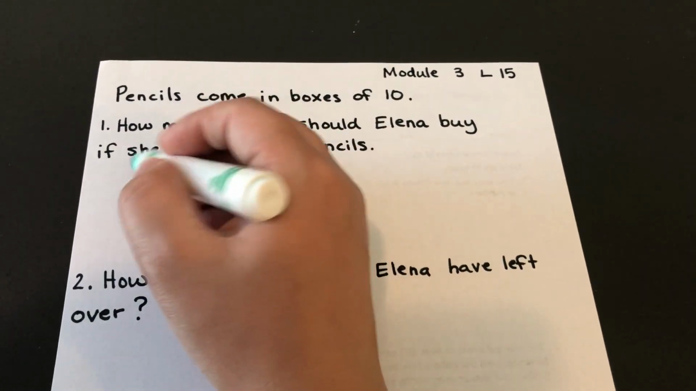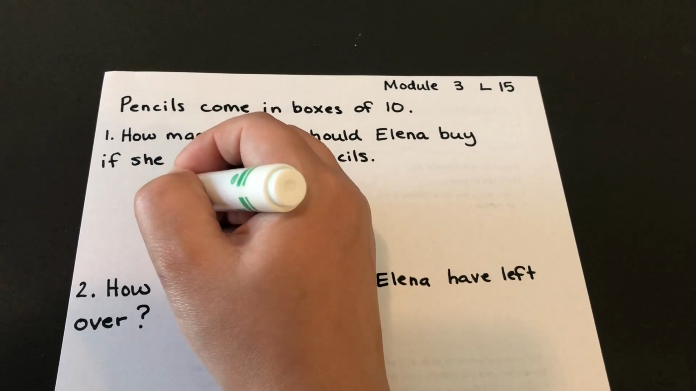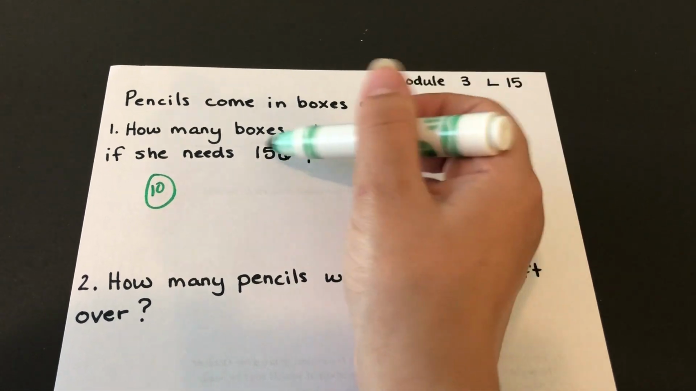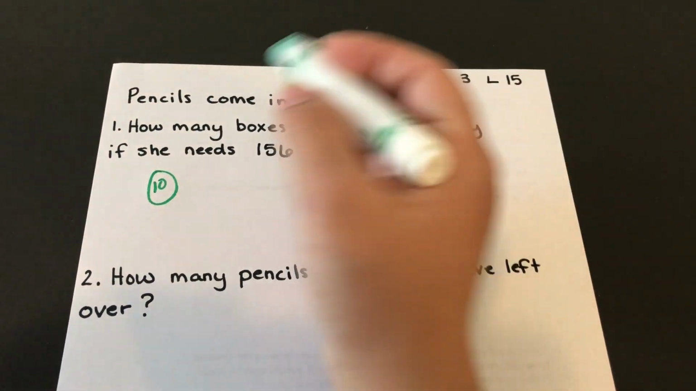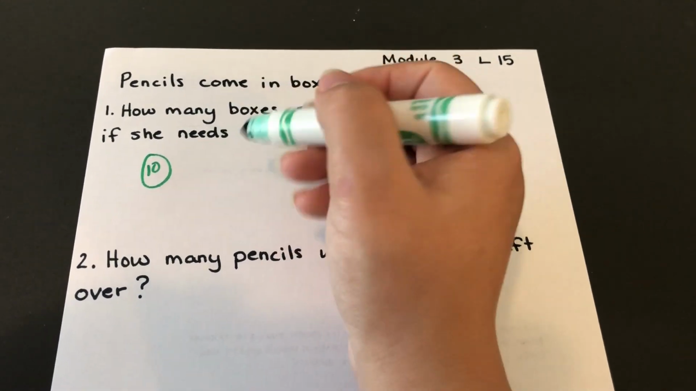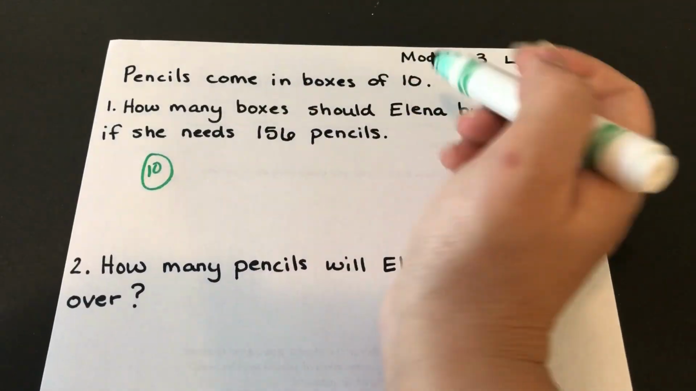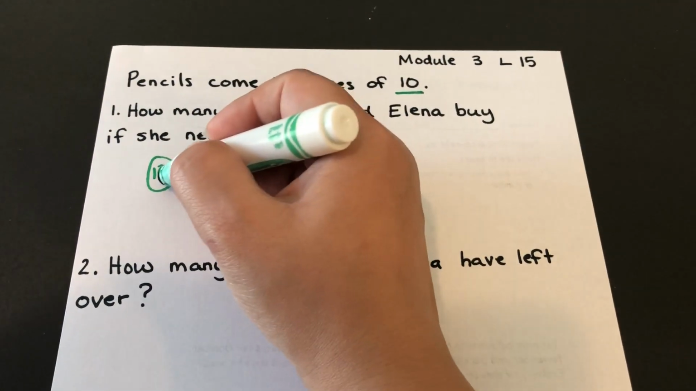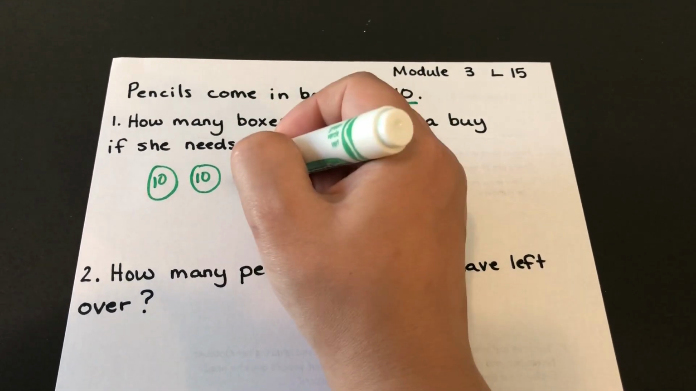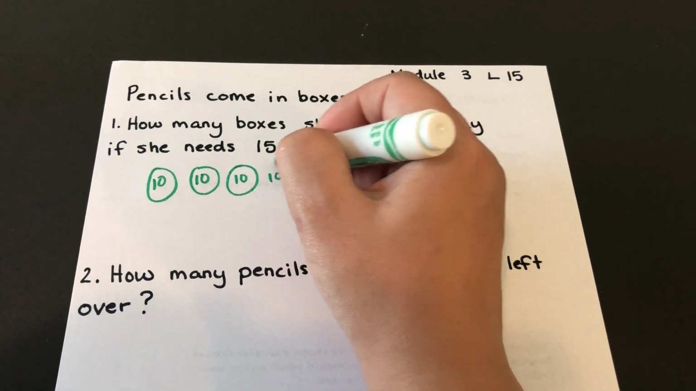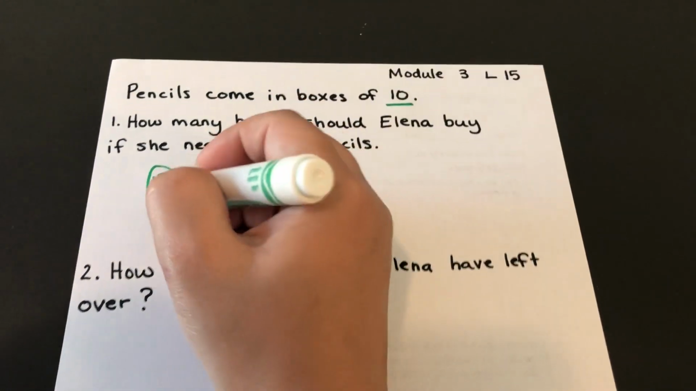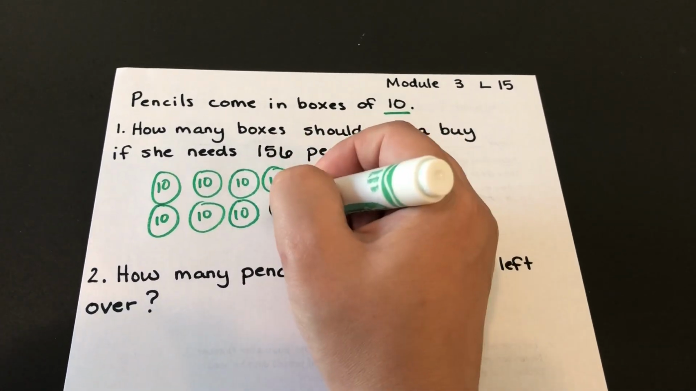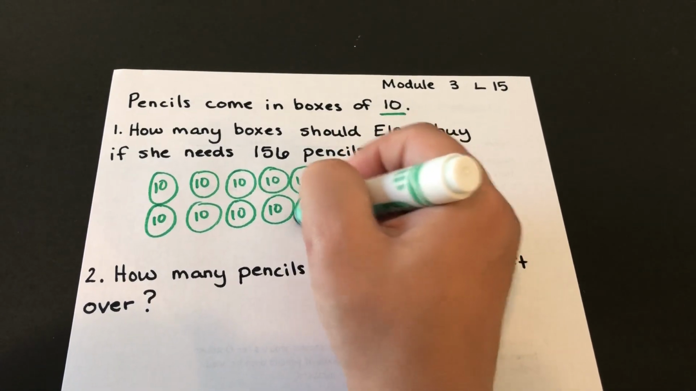All right, so let's say here's a box of 10. I've got 10 pencils. I have a lot more to go to get to enough to have 156. I'm just going to count and write kind of fast, just counting up by tens because each box is a box of 10. So I'm at 10, 20, 30, 40, 50, 60, 70, 80, 90, 100.